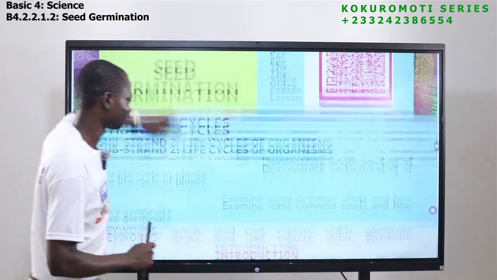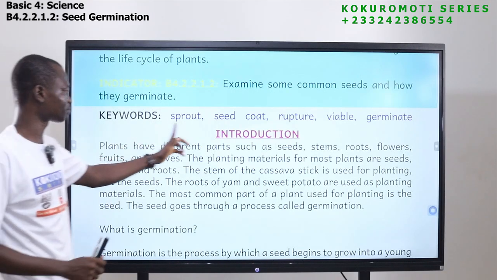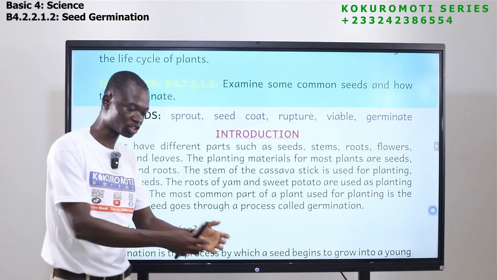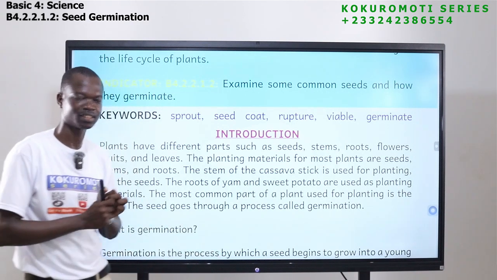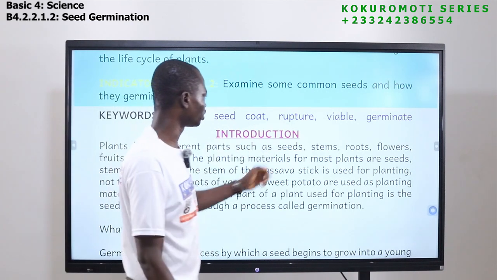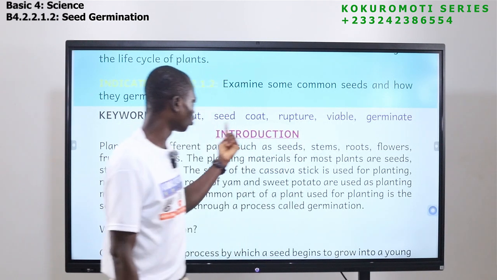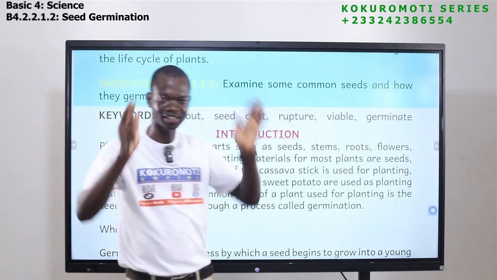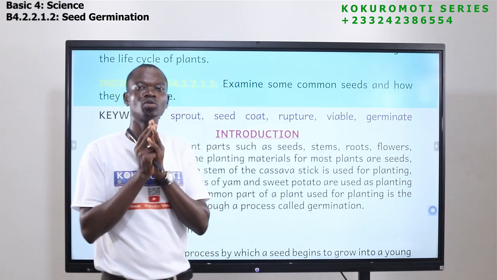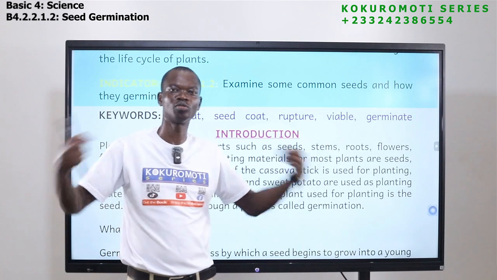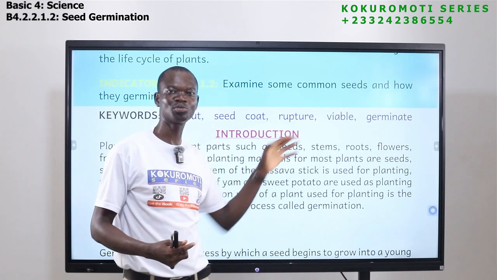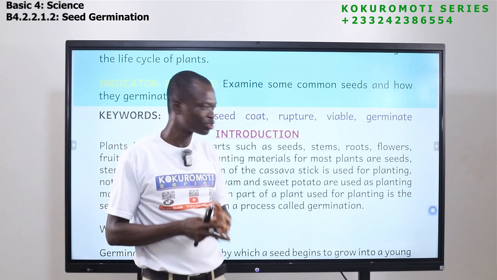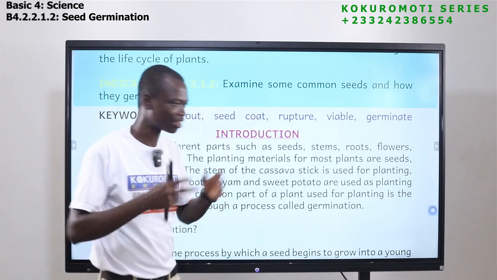Let's look at the keywords. So the first word is sprout. Sprout means germinating. That's young plants coming out of a seed. The next one is seed coat. Seed coat, it is one word. We are talking about part of the seed that covers it. We all know coats. We put on coats to cover the body. So seeds, they also have coats. It covers it. So seed coat is part of the seed that covers it.